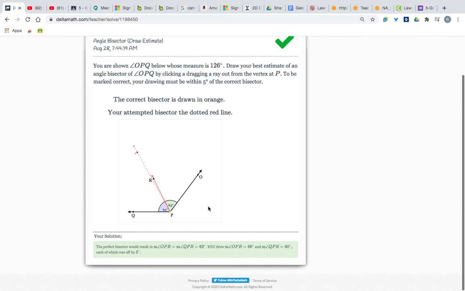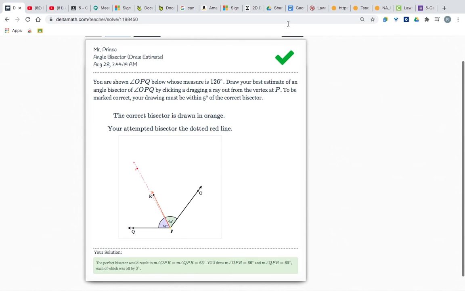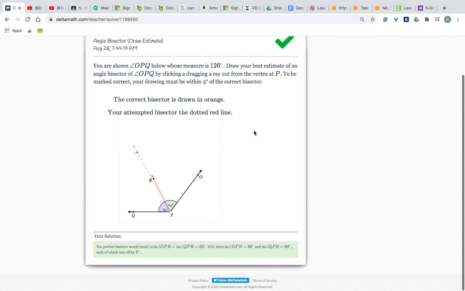I was off by 1 degree. Nope, 3 degrees. So if I was drawing an angle bisector, this is weird that it says 64 and 63. I don't know how I'm supposed to cut that off. But it says a perfect bisector would result in 63 and 63. They should both be 63 degrees. You really have no clue why that's there, but you can ignore that. Either way, I got it correct because it gives me 5 degrees. It's an estimation. If it's within 5 degrees, it's going to count. So we're good to go there.